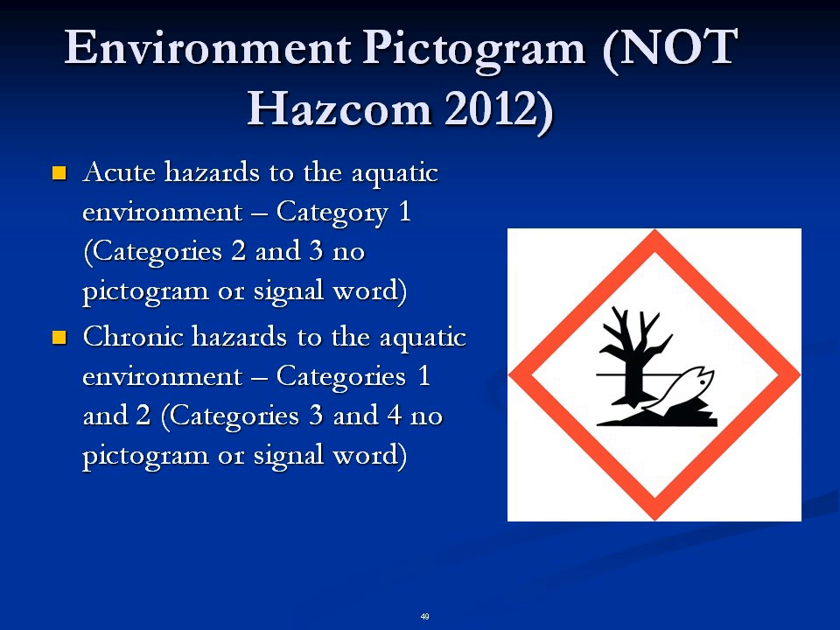The one that OSHA didn't adopt is the environmental, but it's my favorite. And it is for acute hazards to the aquatic environment, category 1, for acute, and for chronic categories 1 and 2. So not all the environmental hazards get the pictogram, only the more severe hazards. And I should point out that if it has this hazard pictogram, then it generally will meet the criteria for being Class 9 for transport internationally as well.